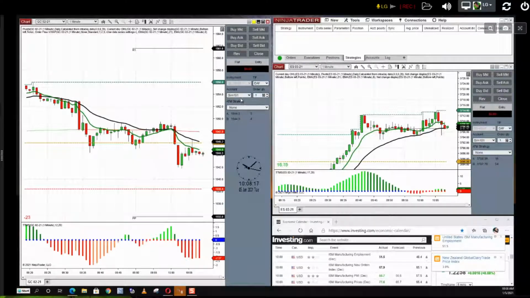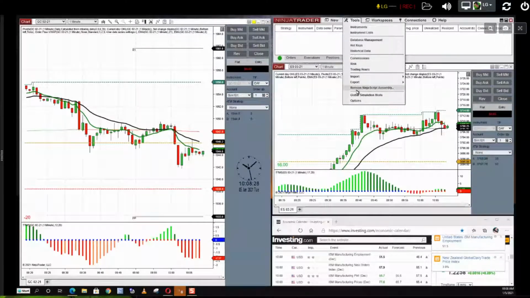Ludovic, your chart is set to sim. See where it says account? Make sure that's set to sim. Also, up top, make sure global simulation is checked.